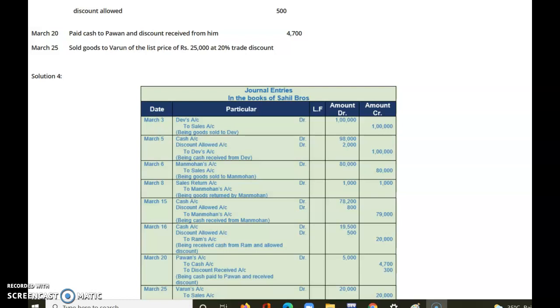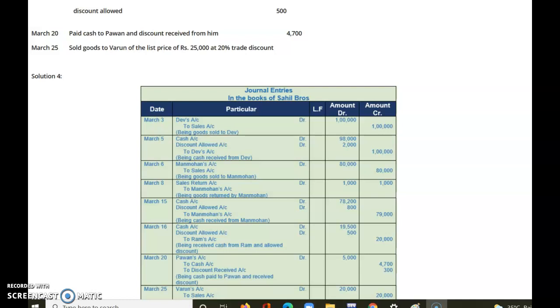Same way here, the rule says: paid cash to Pawan. Pawan is a personal account, debit the receiver. We had debited Pawan 5,000. Why we had debited Pawan with 5,000, I will explain to you. Actually, how much cash had we paid? 4,700. So cash account will be credited with 4,700. Discount received is our income as a nominal account. Discount allowed is our expense, discount received is our income. So we had credited discount received as our income of rupees 300.